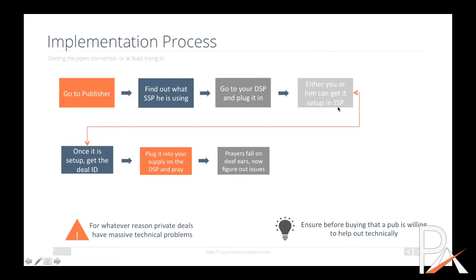And either one of you can set it up in the SSP. Usually there's a proposal part you can set up, or he can just set it up on his side. Once it's set up, you get the deal ID created, you plug in that deal ID into your DSP as the supply, and you pray that it works. Usually prayers fall on deaf ears, and now you have to figure out why traffic isn't running.